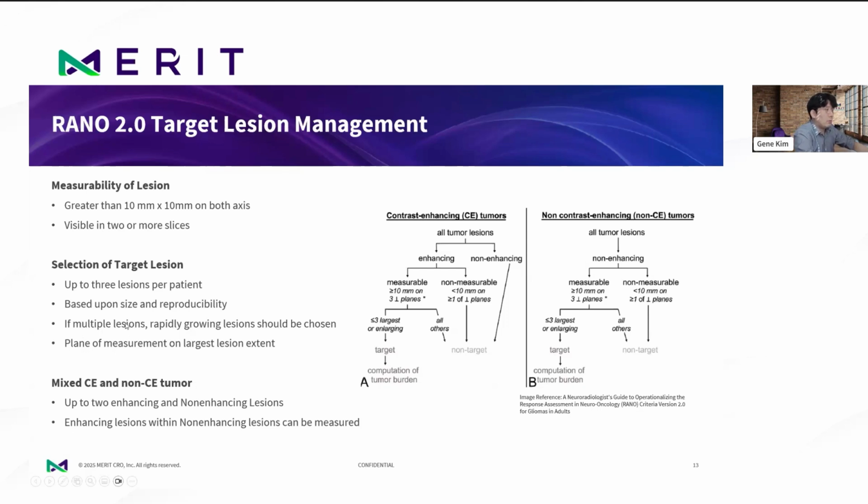And for any multifocal gliomas, rapidly growing recent lesions can also have a priority regardless of the size, in that case measured in the plane where the lesion is at its largest extent shown in the scan. In a case where you are assessing a mixed contrast-enhancing and non-enhancing tumor altogether in one patient, there can be up to 2 enhancing and 2 non-enhancing lesions as targets, which would be a total of 4. And any enhancing lesion that is located within the non-enhancing lesions also can be measured in this case.